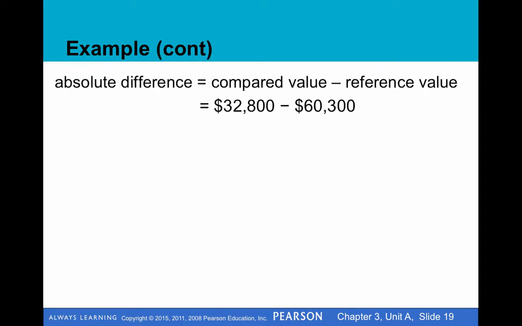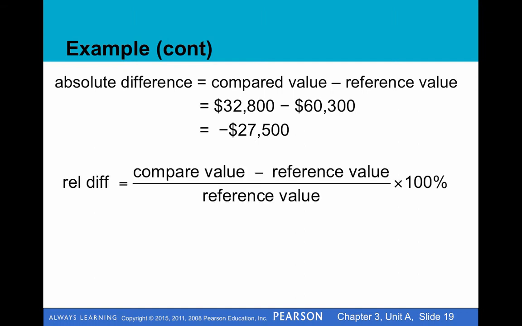So the absolute difference is what we're comparing to the reference, which is a negative 27,500. In other words, South Dakota is 27,500 less than New York. Remember, we're comparing to New York, so we're less than New York.